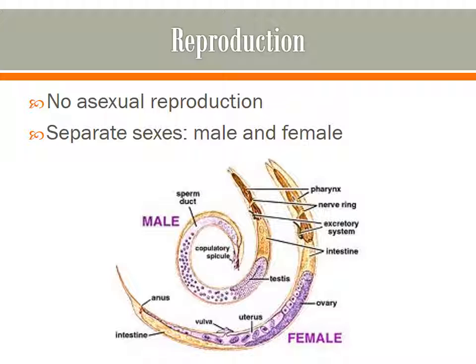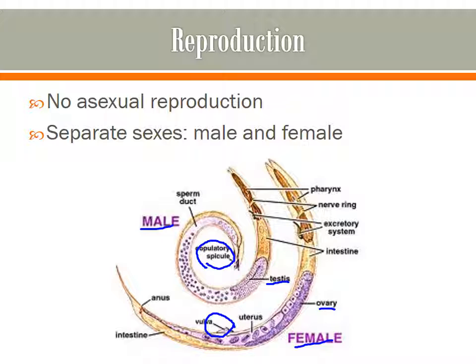So we'll start with the male. The male has testes, which produce the sperm, a sperm duct for the sperm to move throughout the organism, and then they have a copulatory spicule, and that is what allows the sperm to leave the worm. The female has the ovary where the eggs are made, a uterus where they mature, and a vulva here where the copulatory spicule can enter the female.